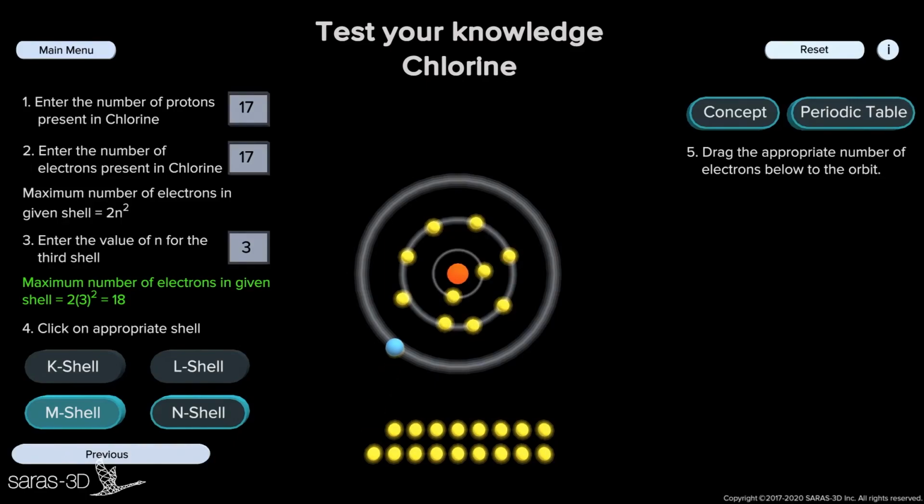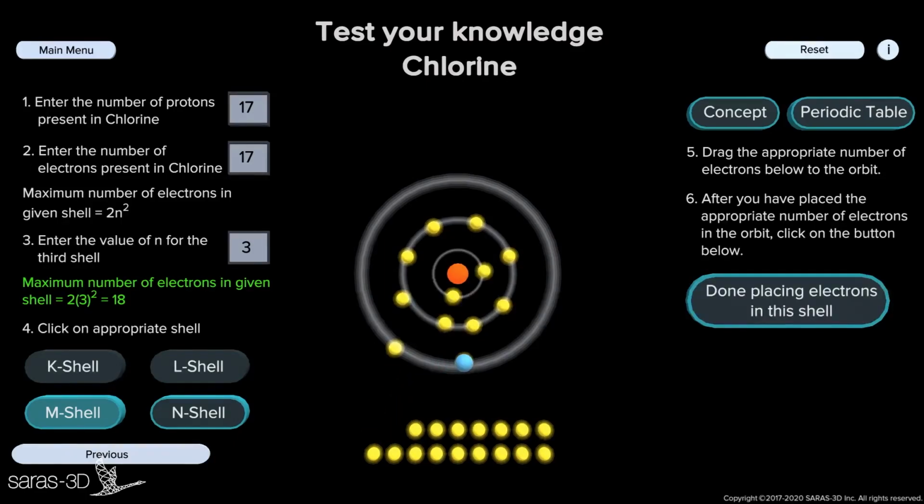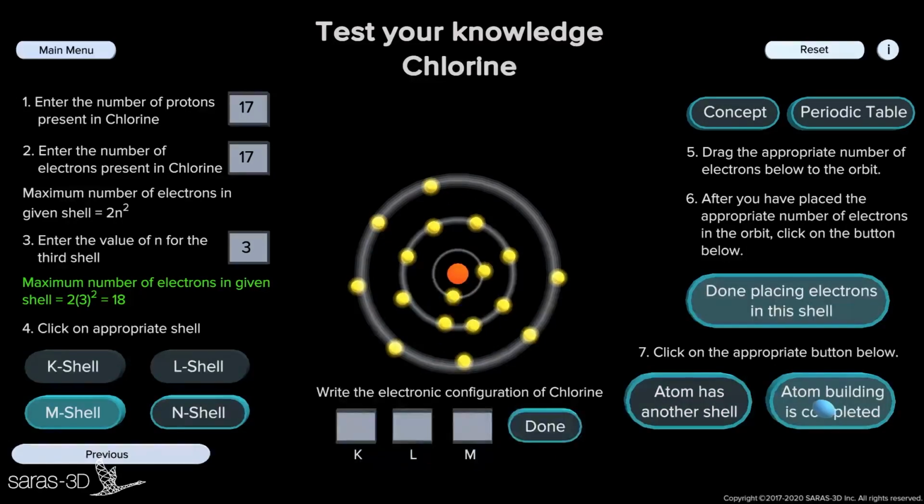And how many do we have to place? We have to place 7 electrons. So let's do that. 1, 2, 3, 4. Placing the 5th electron, the 6th electron, and the 7th electron. So the atom building is completed for the chlorine atom, where we have 7 electrons in the last shell, that is the M shell. So can we now write down the electronic configuration of chlorine atom?